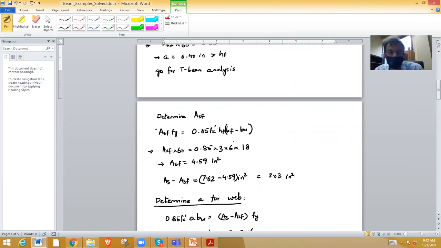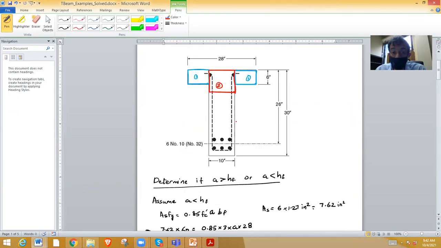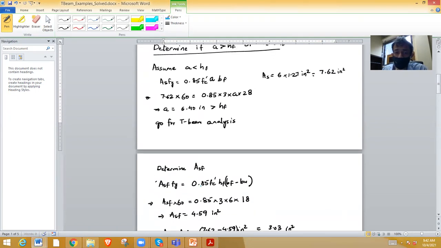ASF times Fy is 0.85 Fc prime HF times BF minus BW, right? So B of flange minus B of web. So that is the times the HF. HF is 6 inches. What I'm saying here is just this blue area. What is the value of this blue area? BF minus BW times HF. That is the blue area, right? So that times 0.85 Fc prime, that is the C.